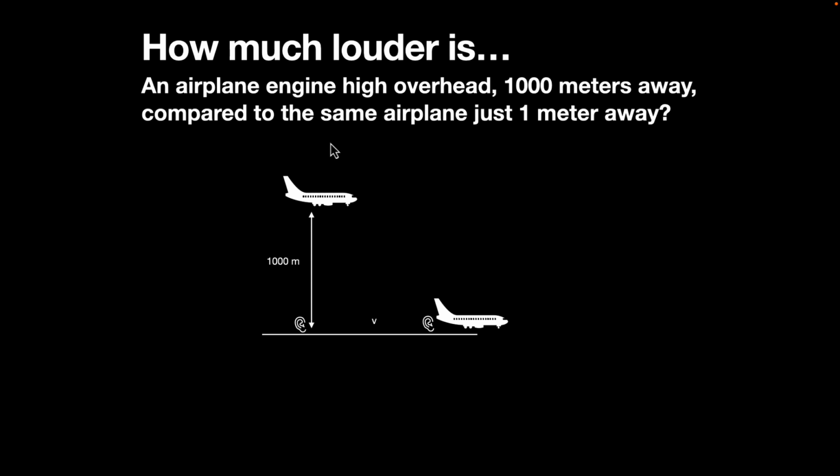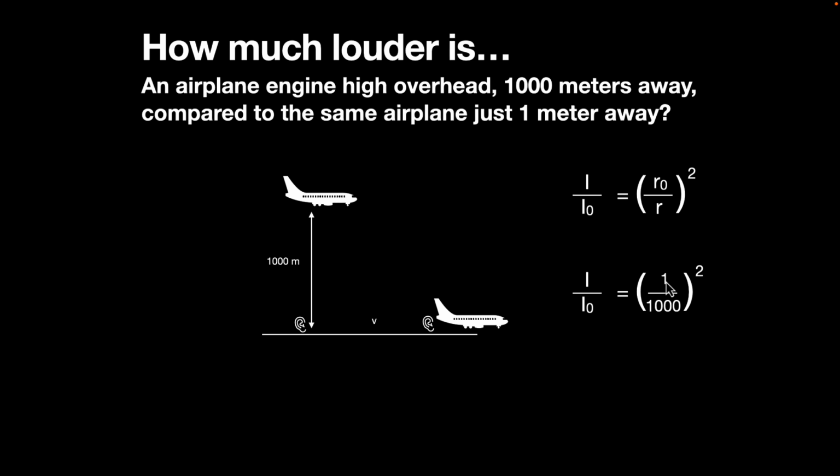Let's try and see how much louder is an airplane engine when you are high overhead, like 1,000 meters away. You can hear that airplane engine, right? Compared to if you had your ear 1 meter away from that airplane engine. How much louder is it going to be? Well, we'll take our little equation, I over I naught, and we're going to calculate r naught over r and square it. So our initial distance away is going to be 1 meter. So that's r naught. And our new distance is 1,000 meters. So 1 over 1,000, and we have to square that.